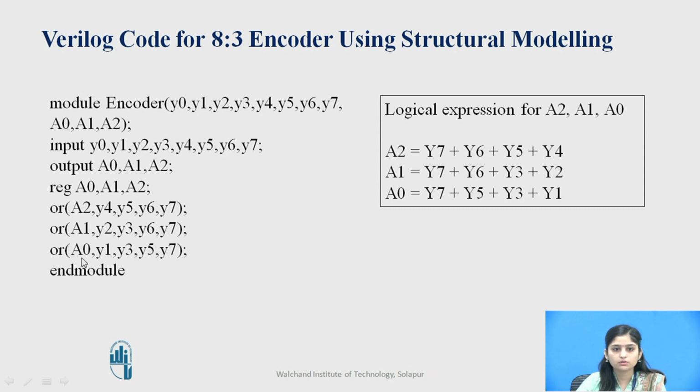Then for the last output, that is A0, we are again using an OR gate. So write down OR, then in brackets we write down first the output port, that is A0, and then our input ports, that is Y1, Y3, Y5 and Y7, and then close the bracket and semicolon. Then at last we have to write down endmodule. In this way we can design our 8:3 encoder using structural modeling.